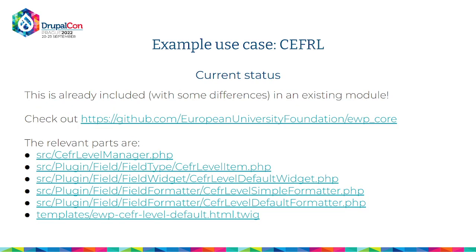So this already exists. This is part of something that we have built before, and I've just described the way that we build it. That and many more things. This is part of an effort that we did to model the Erasmus Without Paper specifications into the Drupal paradigm with custom entity types and custom field types. And sure enough, we do have a service to provide these things. We have your field type, field widget, field formatters, and Twig template. So I'd invite you all to check that.